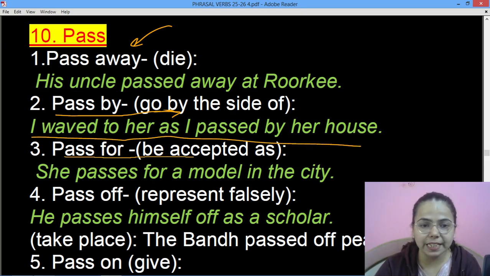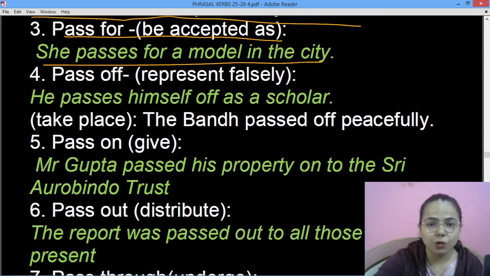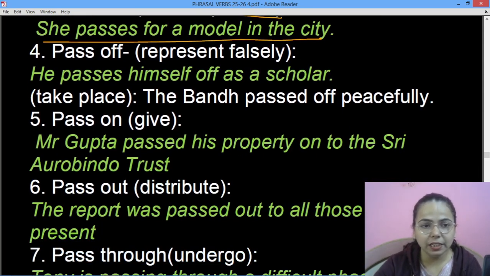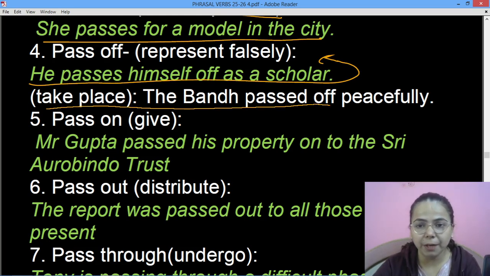Pass for. Be accepted for. She passes for a model in the city. Then pass off. Represent falsely. He passes himself off as a scholar. मतलब कि आप खुद को एक दूसरे भेस में दिखा रहे हो. Pass off also means take place. The event passed off peacefully.